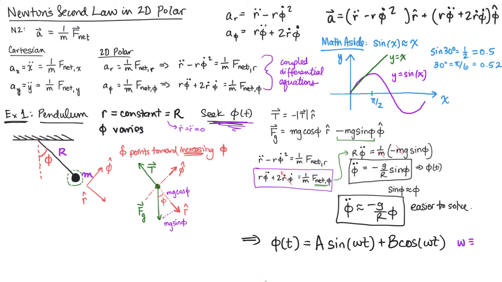Well, omega is defined to be the square root of g divided by the length of the string. And you can see why that is, because when you take two time derivatives of this quantity, you'll get back an omega squared out front, and the omega squared has to be g over r. So let's do another example, this time one in which r varies, but phi is constant.